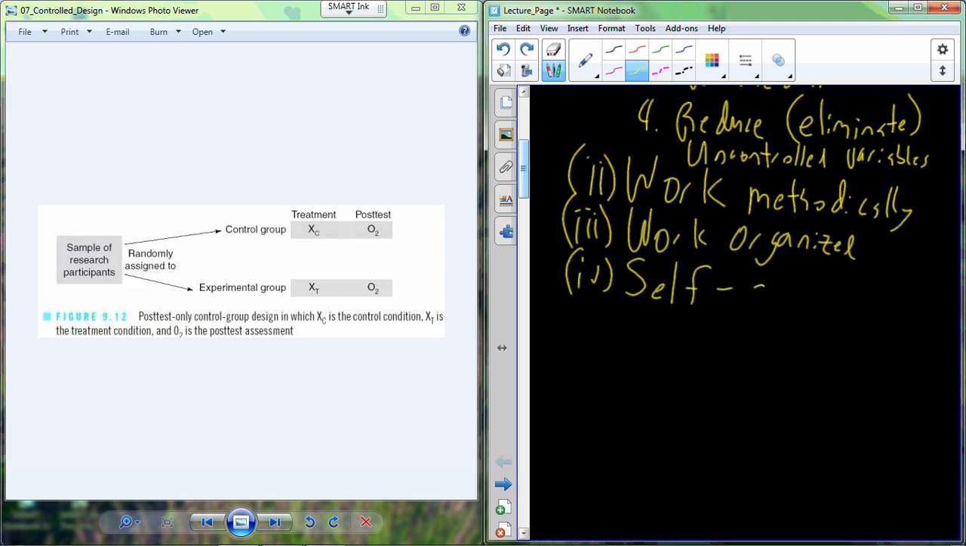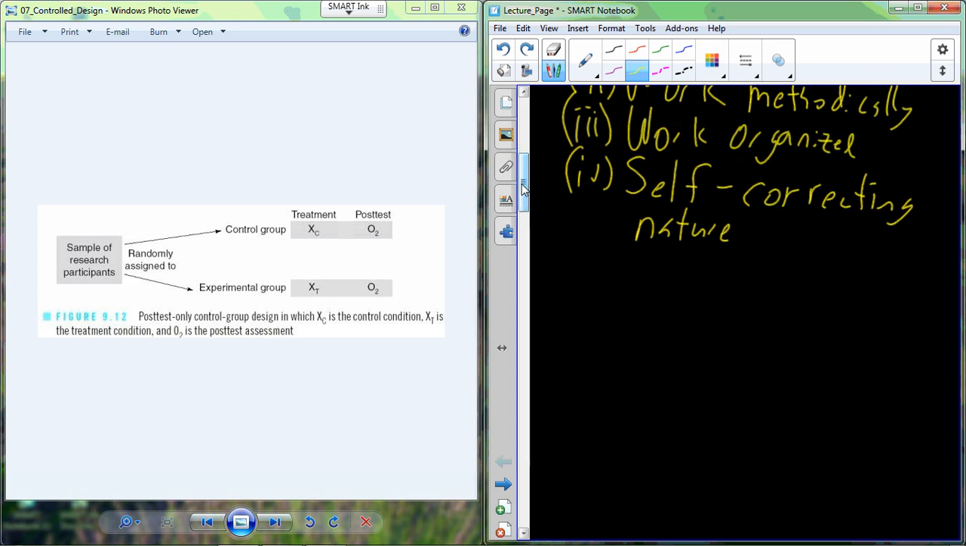Good experiments are, and really science in general, should be self-correcting. So there should be an inherent self-correcting nature. And I'm going to expand on this just a little bit on exactly what a self-correcting nature really means. New discoveries will inherently correct old discoveries.